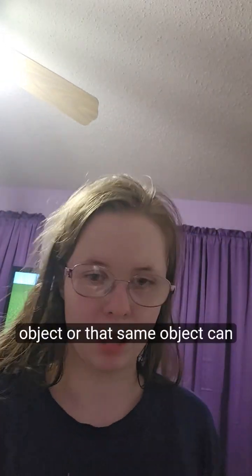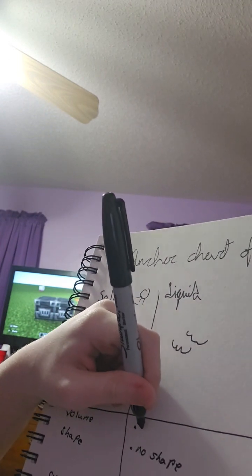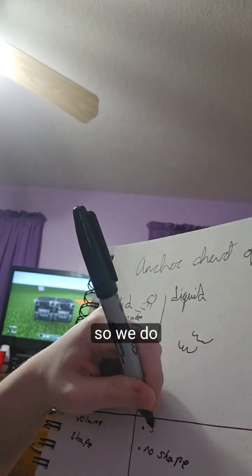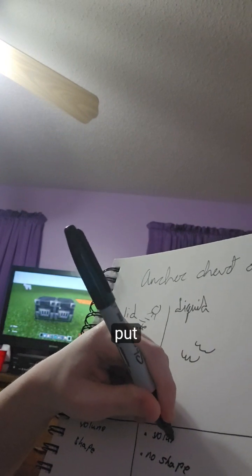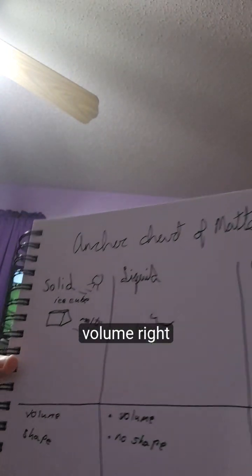But it does have a volume. So when you pour a glass of water, that same object can hold that water, and it won't overflow, and you can measure it. Alright? So we do put volume right there.